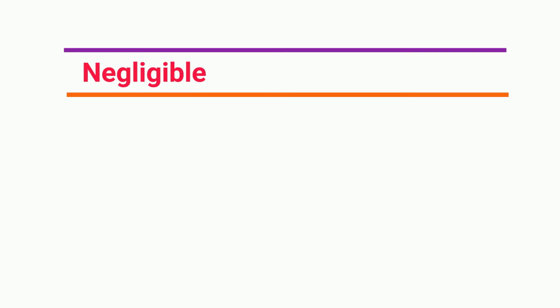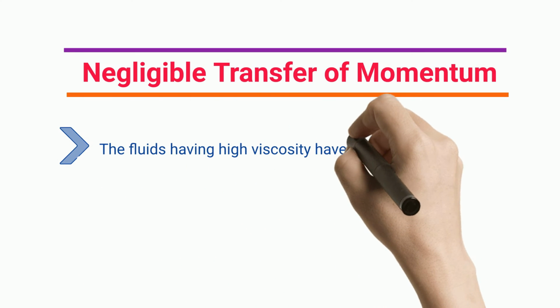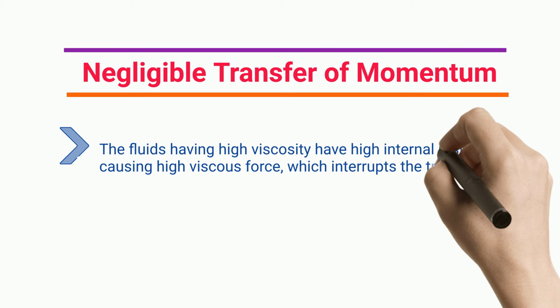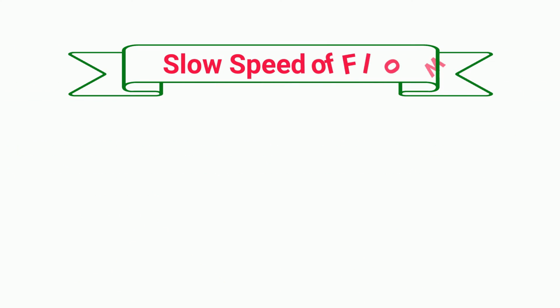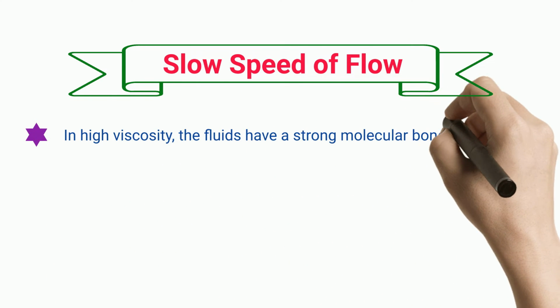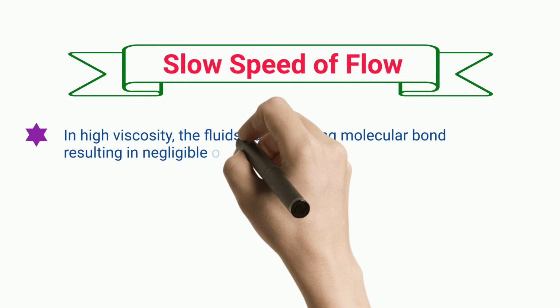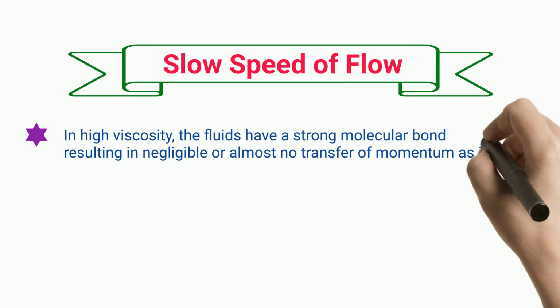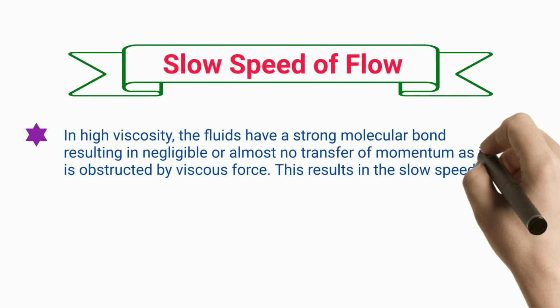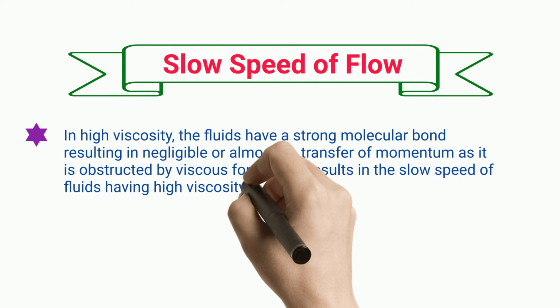Negligible transfer of momentum. The fluids having high viscosity have high internal resistance causing high viscous force, which interrupts the transfer of momentum. Slow speed of flow. In high viscosity, the fluids have a strong molecular bond resulting in negligible or almost no transfer of momentum as it is obstructed by viscous force. This results in the slow speed of fluids having high viscosity.